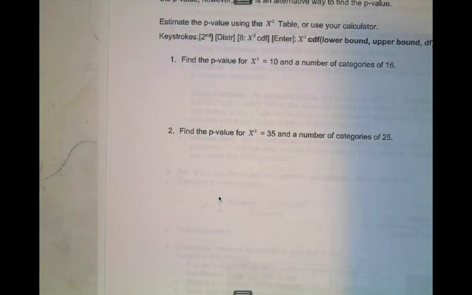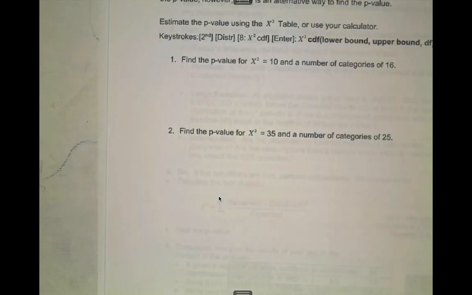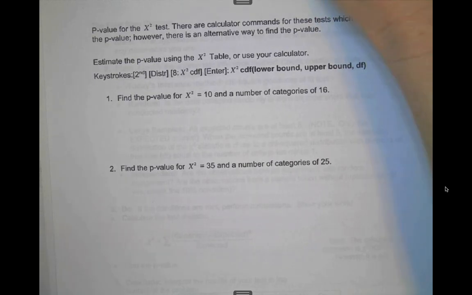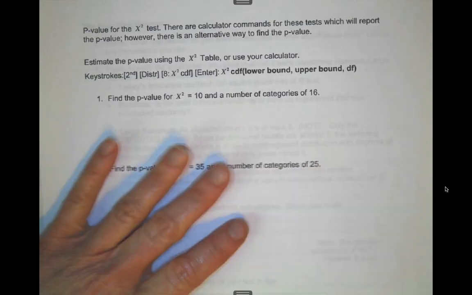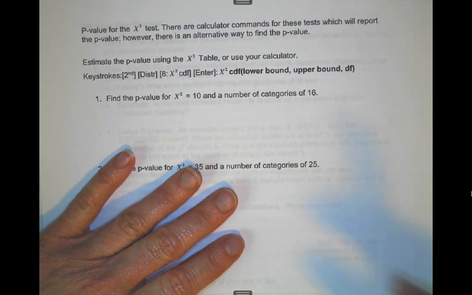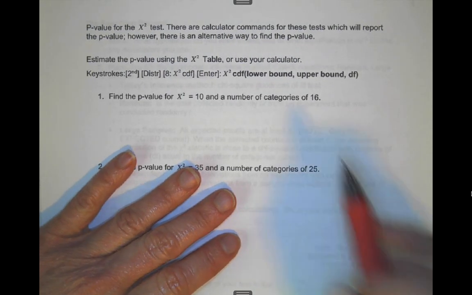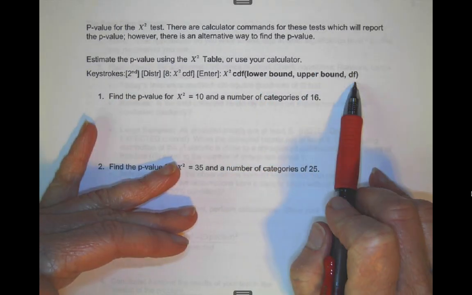So next up, since we are doing just significance tests here, we're not doing any confidence intervals. We might have to find that p-value. Yes, there is a calculator command, but on some of the calculators it's not available. If you have to find the p-value, just like we had a normal CDF and a t-CDF, we also have a chi-squared CDF. The chi-squared CDF is always the lower bound, comma the upper bound, comma the degrees of freedom.